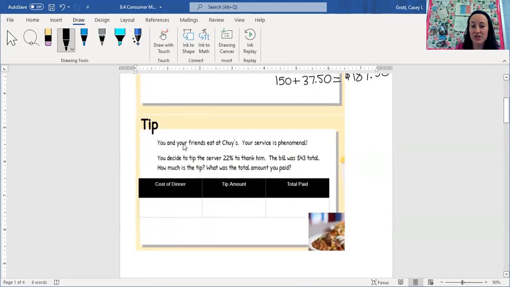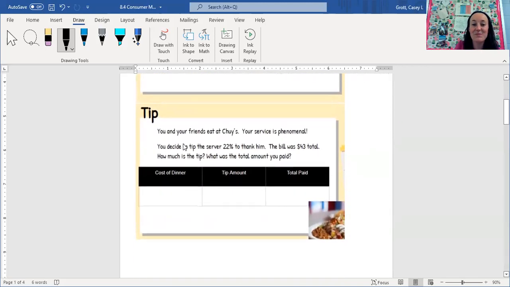Let's switch it up. Let's talk about tips, because we're eating chips at Chuy's. So you and your friends eat at Chuy's. Your service is phenomenal. It's so good. You decide to tip the server 22% instead of the normal 18% to thank him. The bill was $43 in total. How much is the tip? What was the total amount that you paid?